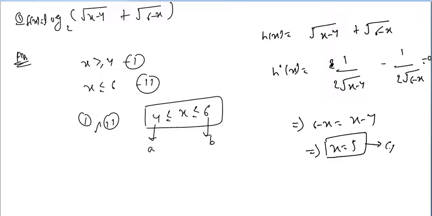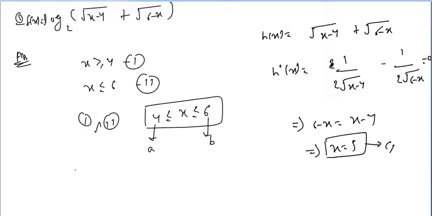And is there any more condition for finding critical points? Just recapitulate the definition of a critical point. A critical point is nothing but a point where the derivative is zero or the derivative is not defined. So here the derivative is not defined also for x equal to 4 and x equal to 6. So these will be included from the domain section, and our c1 is this 5.